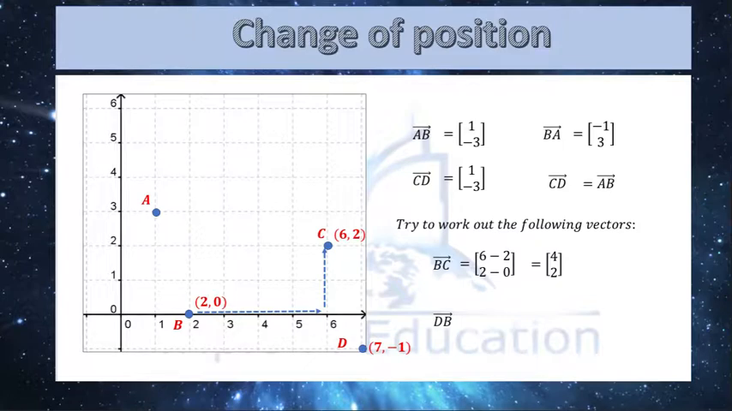Now let us do the same thing for the vector DB. DB will be given by 2 minus 7 and 0 minus minus 1, giving us a vector of [-5, 1]. So to get from D to B, I would have to go back 5 spaces and go up in the y direction 1.